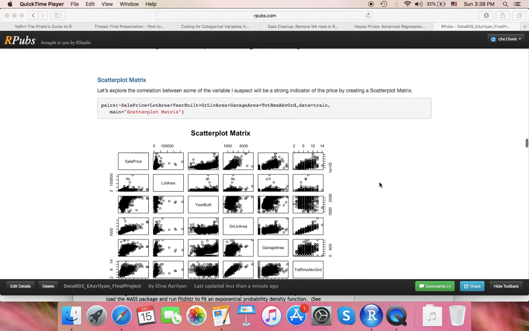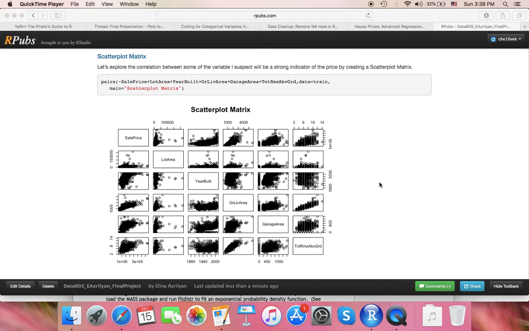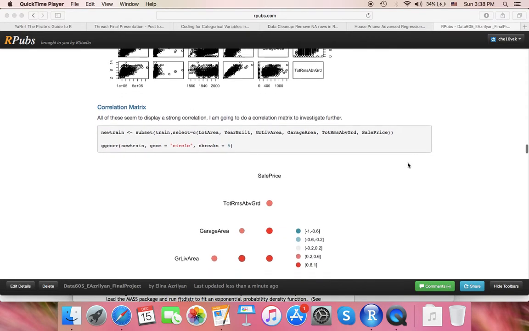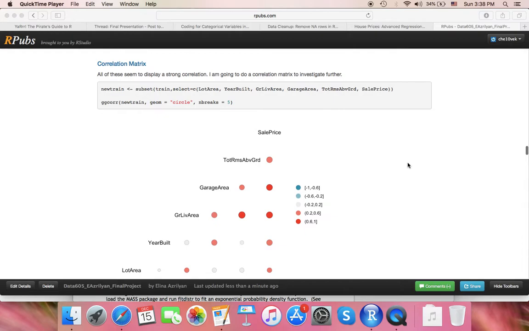Next, just more of a big picture, I created the scatter plot matrix with some variables I thought were significant. It looks like pretty much all the variables I selected, like lot area, garage area, number of rooms, things like that. Everything, if you look at the correlation with the sales price, seems pretty significant. So I created a correlation matrix as well.